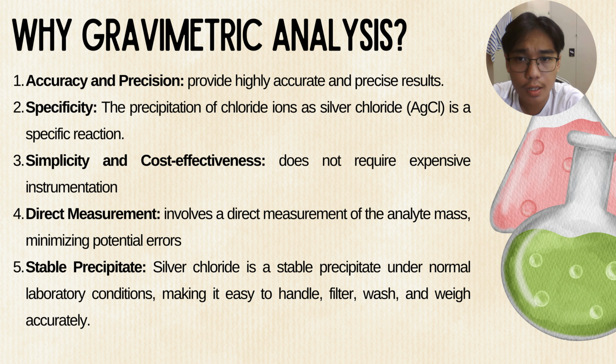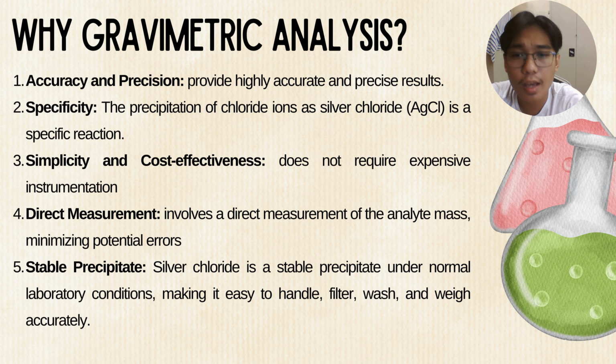Basically, gravimetric analysis has very high accuracy and precision. It will provide you highly accurate and precise results. Then it has high specificity. The precipitation of chloride ions as silver chloride is a specific reaction. Then gravimetric analysis offers simplicity and cost effectiveness. It does not require an expensive instrument.